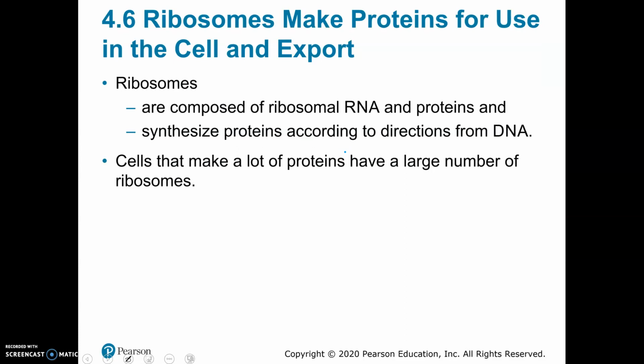Okay, so let's talk about the ribosomes. The ribosomes are made out of a special kind of RNA called ribosomal RNA and proteins. So they're actually made of two things. And again, their job is to build protein from the instructions of the DNA.